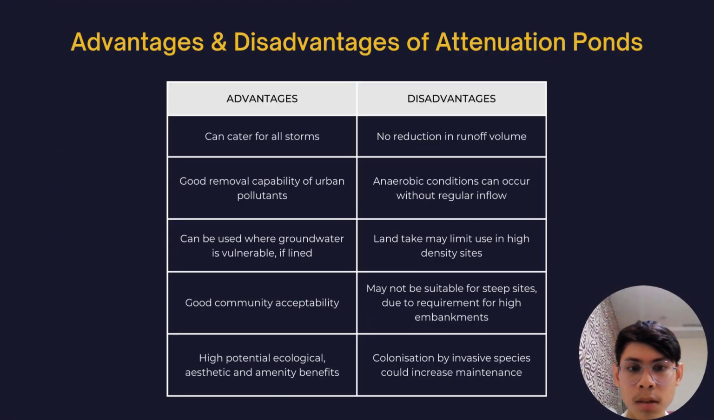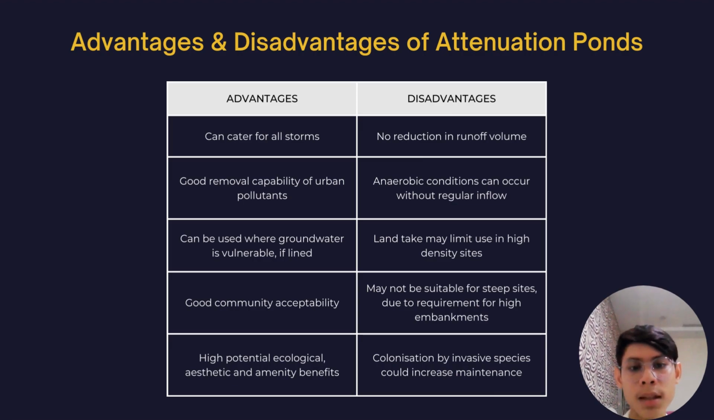Advantages and disadvantages of the attenuation pond. For the advantages, firstly, it can cater for all storms. Secondly, good removal capability of urban pollutants. Thirdly, it can be used where groundwater is vulnerable. Fourth, good community acceptability. Lastly, high potential ecological, aesthetic, and amenity benefit.